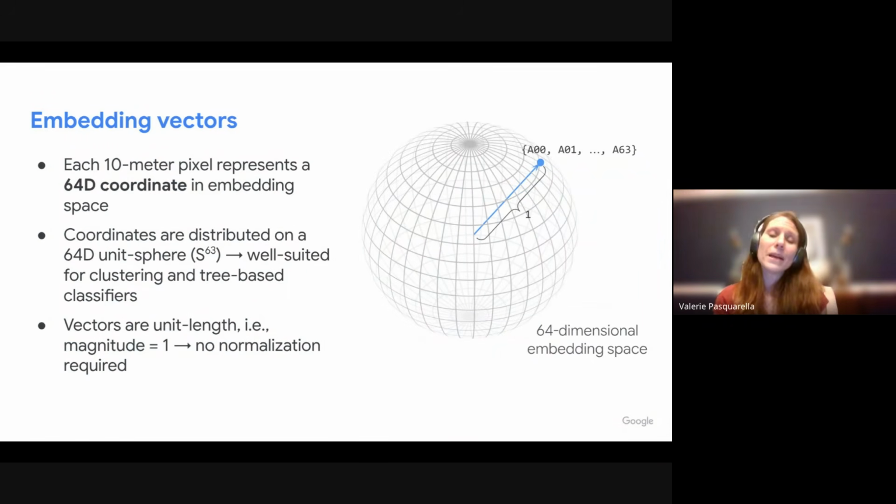So getting a bit more into the technical weeds before we get into the applications. Again, reminding you, we have 10-meter pixels. Each has that 64D coordinate.